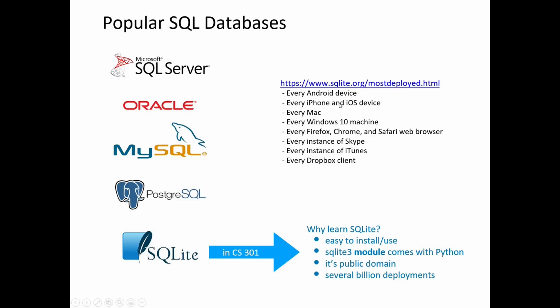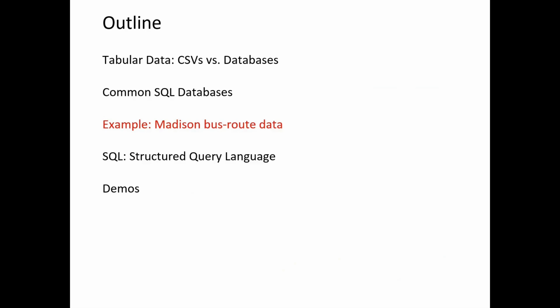Every Android device has it, iPhone has it, Macs have it, Windows 10, all the way down to Dropbox. It's available in billions of different products. It's easy to use and install. It straight up comes with Python. It's in the public domain. We can change it. Billions of deployments.